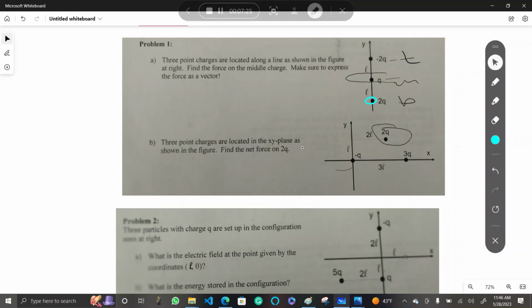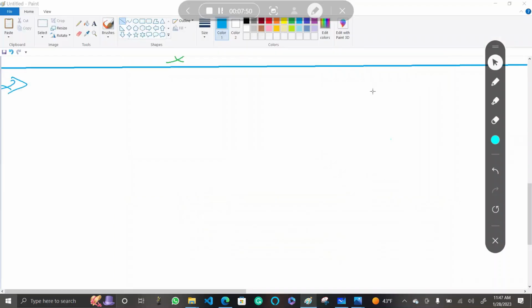Now let's look at the second type of problem. In this case, we have the charge distribution on the xy plane. We have 3 point charges, and we are interested in finding the force on this charge plus 2q because of these two charges. One is at the origin and one is on the x-axis at 3q. So let's start this one. Let me draw the figure first.